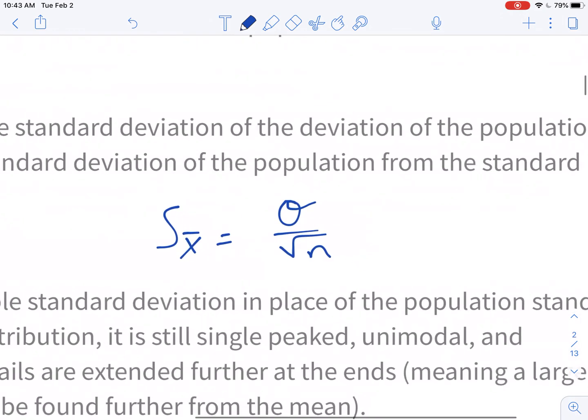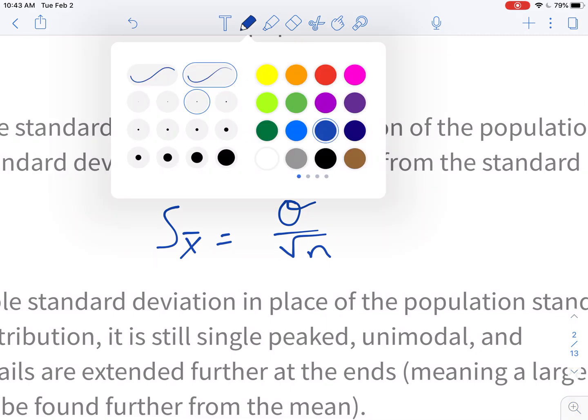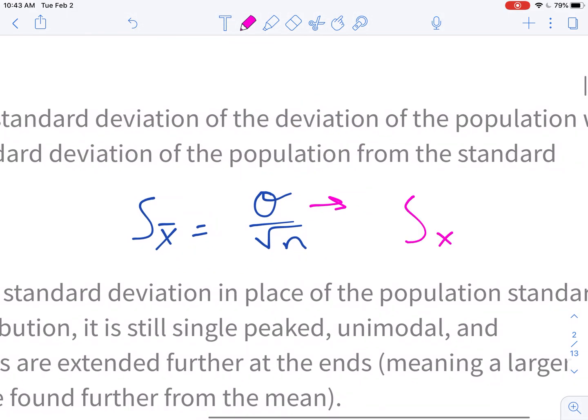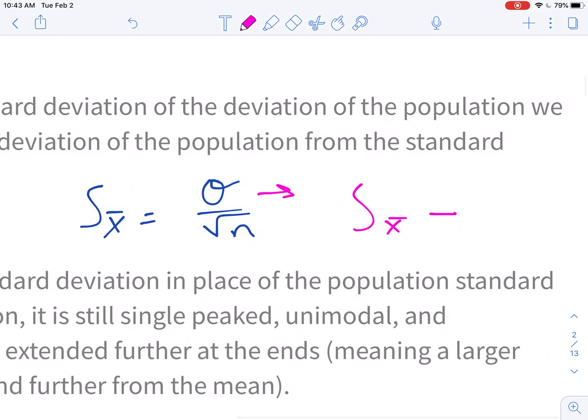Now we're just going to replace this, and assume that the standard deviation of the sampling distribution is equal to the standard deviation of our sample over the square root of n. So we've got one sample, and we're going to take the standard deviation from that one sample, and replace it for the population standard deviation.